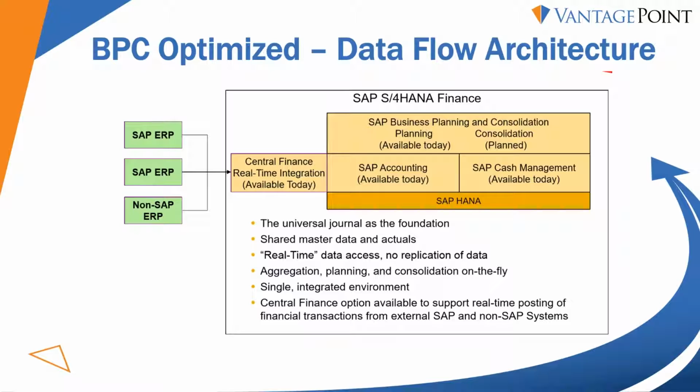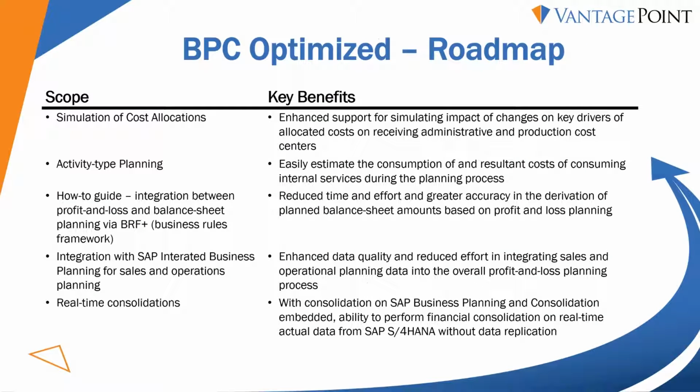From a data flow perspective, what Optimized looks like is, whether utilizing a single instance of SAP S/4HANA or multiple ERPs, you can use multiple ERPs and flow data in using this Central Finance tool here, with up to real-time integration to load data to a central journal construct, which basically is a flattening of multiple finance tables from the ERP into a single universal journal. And then SAP Business Planning and Consolidation sits on top of that S/4 construct. Currently it's for planning; ultimately the goal, in the next couple of years, is to deliver consolidation functionality to that as well.